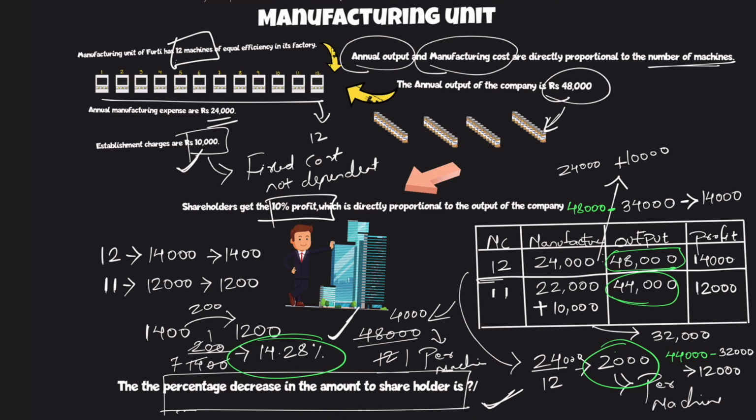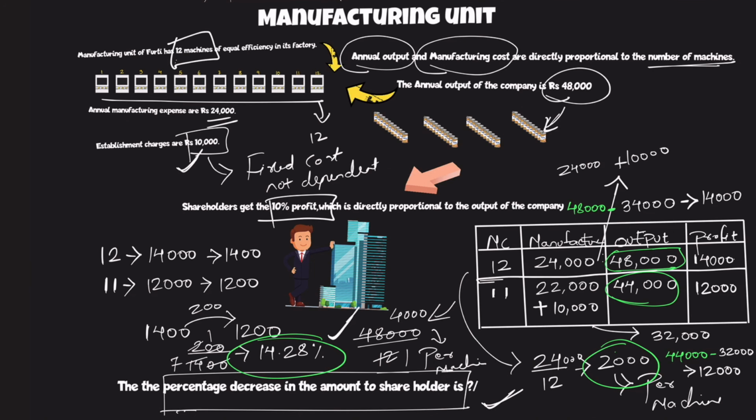Okay, so the question is asking mainly about the output, which is dependent upon the number of machines, and the profit, which eventually depends upon the output and the manufacturing cost, and how that changing output will change the profit received by the shareholders. That's how you compare their proportions and get the final answer for the percentage decrease in the profit received by the shareholders.